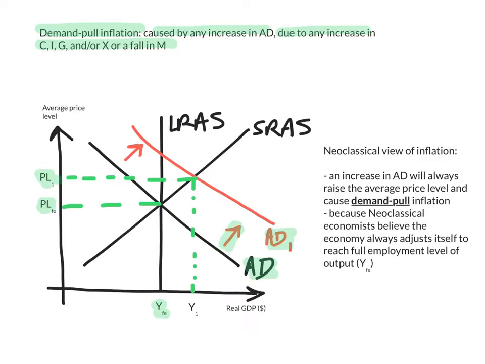An increase in aggregate demand will always raise the average price level and cause demand pull inflation, according to neoclassical economists. Because neoclassical economists believe that the economy always adjusts itself to reach the full employment level of output. So any increase in aggregate demand is believed by neoclassical economists to cause demand pull inflation.